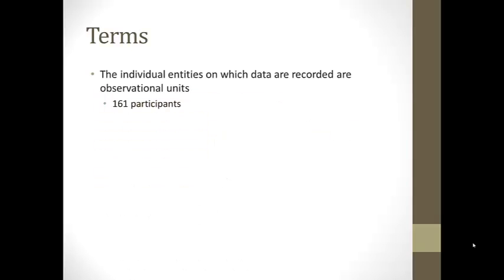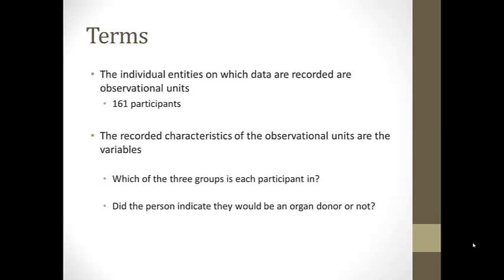The first term we want you to understand is the term observational unit. The individual entities on which data are recorded are called the observational units. In the organ donation study, the 161 participants are the observational units. The recorded characteristics of each observational unit are called the variables.